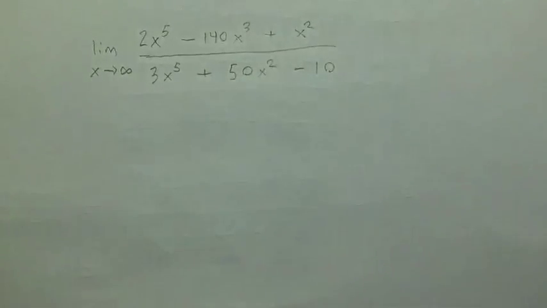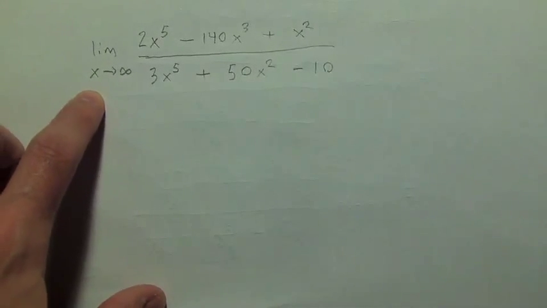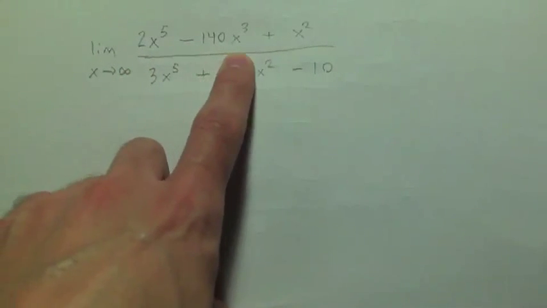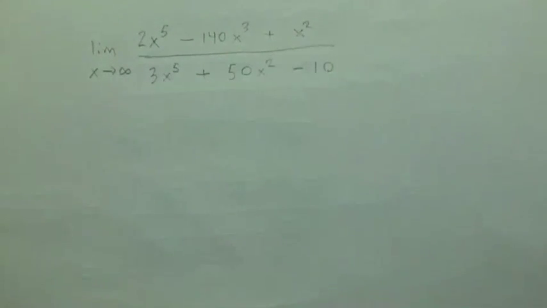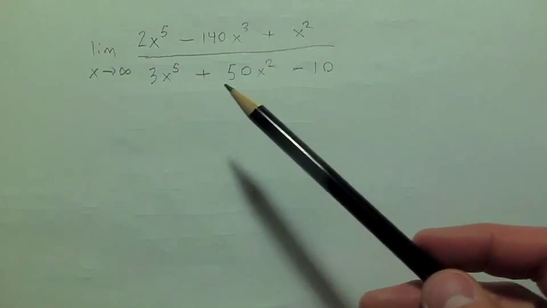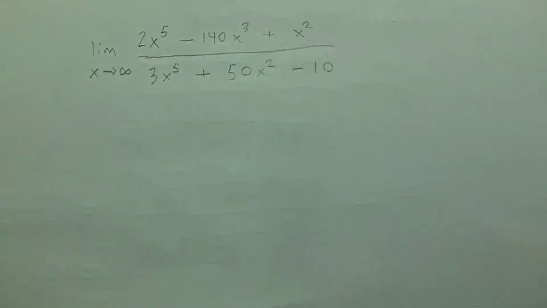Okay, for the next example, I'm going to look at the limit as x goes to infinity of 2x to the 5th minus 140x cubed plus x squared all over 3x to the 5th plus 50x squared minus 10. Here the highest power of x is both in the numerator and the denominator. So what happens there? They're both going to infinity about just as fast.